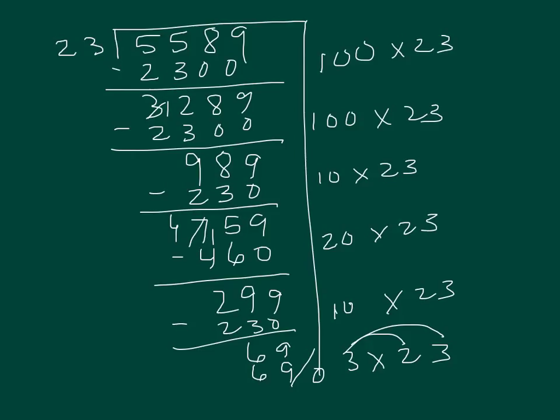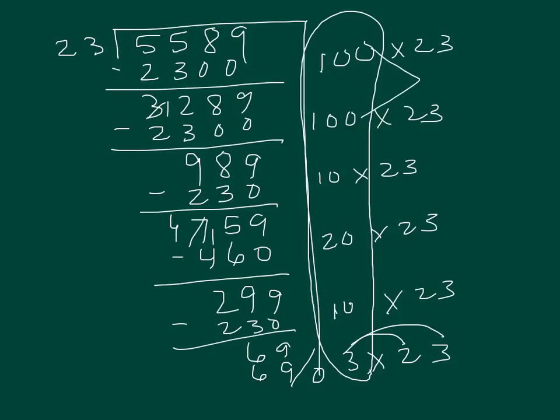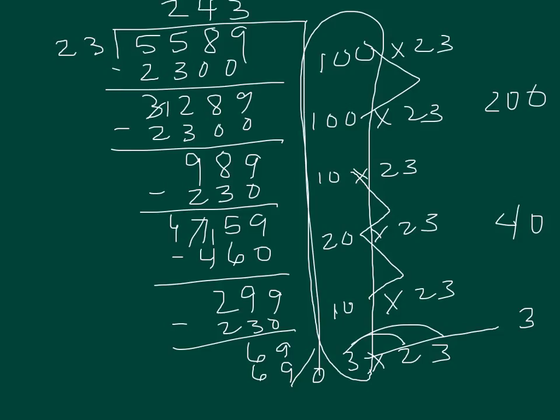Now, this is really nice and neat, but I still don't have an answer up here, do I? Well, this is where it comes in really different. I'm going to take all these numbers here that I multiplied on the side, and I'm going to add them. 100 plus 100 is 200. 10 plus 20 plus 10 is 40, and here I had a 3. So my answer is 243.